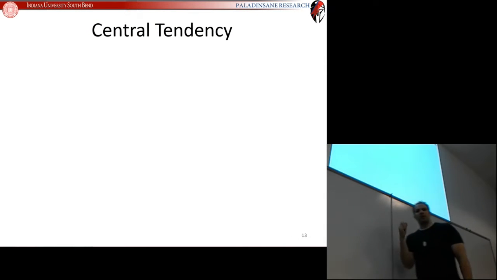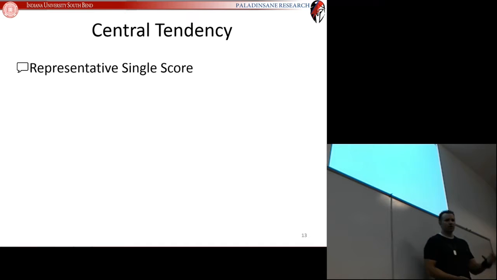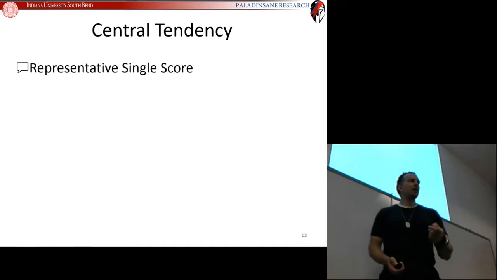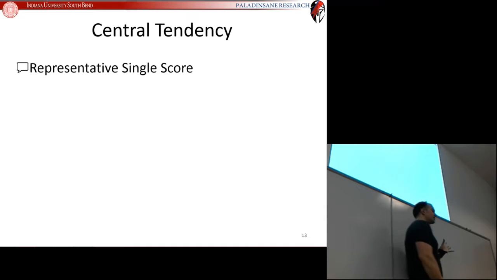That one number is also known as central tendency, and we're going to take a look at the idea of the representative single score, just to shine a little bit more light on, first off, what is the goal?